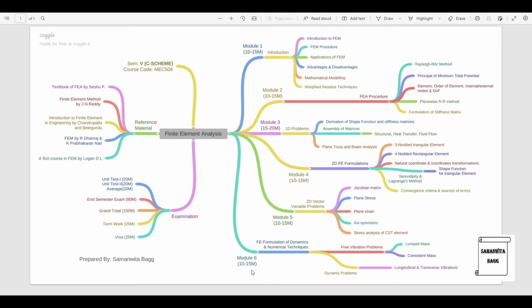And the last module 6 is also for 10 to 15 marks, which is FE formulation of dynamics and numerical techniques. In this, there are mainly two topics. One is free vibration problems, in which you have two techniques. One is called the lumped mass matrix and one is called the consistent mass matrix. So these two matrices will have their own equations.